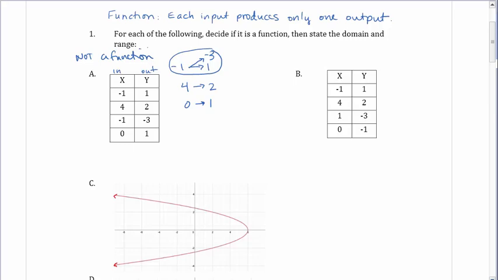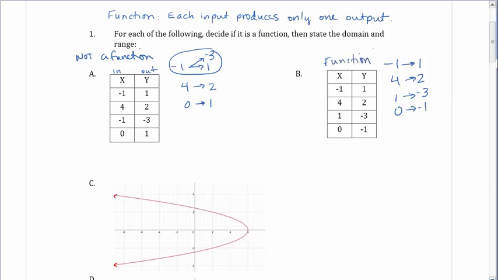If I look at example B, I see -1 produces an output of 1, 4 produces an output of 2, 1 produces an output of -3, and 0 produces an output of -1. And I don't have any input that's producing two separate outputs, so this is a function.